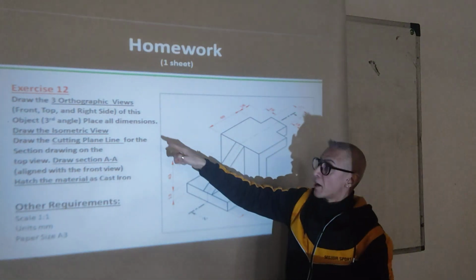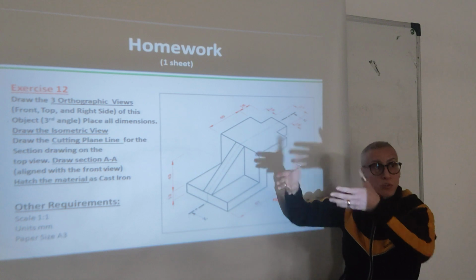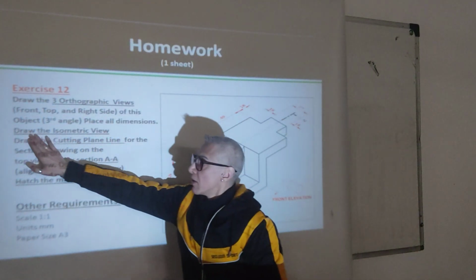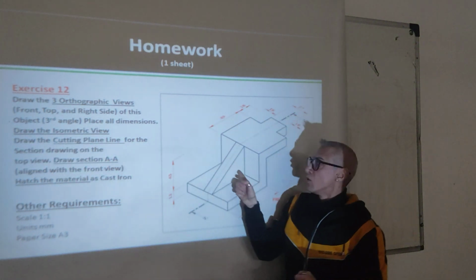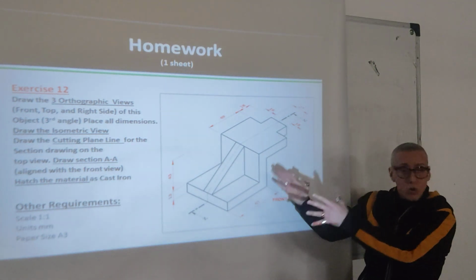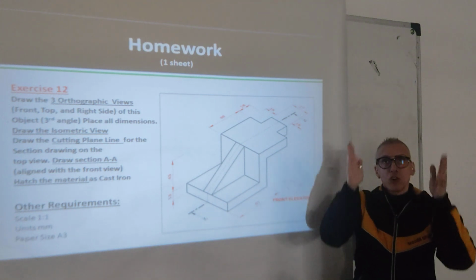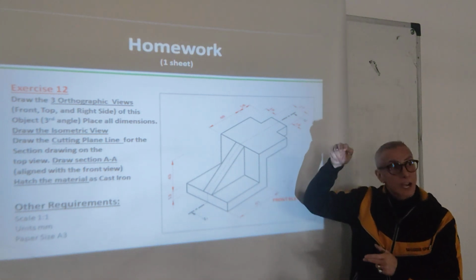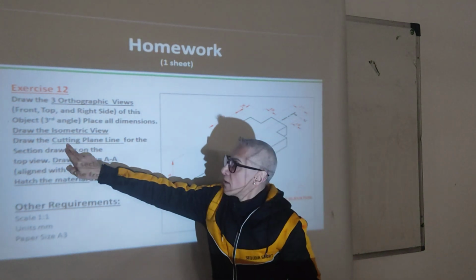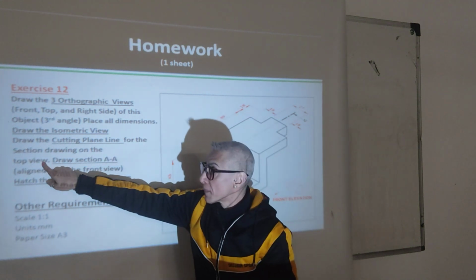After that, third angle projection. Okay? Third angle projection in the rotation of the third angle that we explained. Then, you need to draw the isometric view. This is actually an isometric here. But you need to draw it according to scale 1 to 1, its correct size. So you have orthographic views, front, top, side, plus you have an isometric drawing to do, plus you have to draw the cutting plane line for the section drawing on the top view.